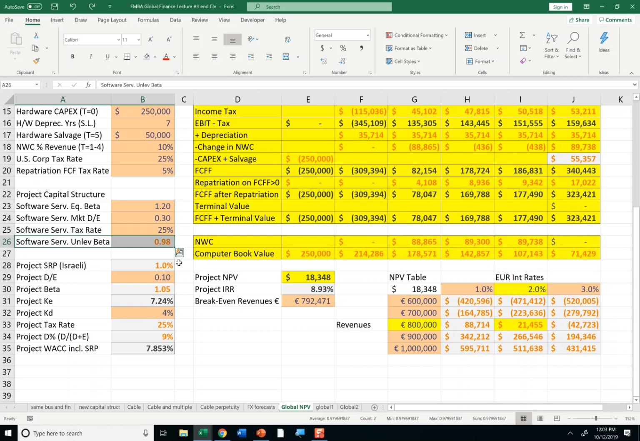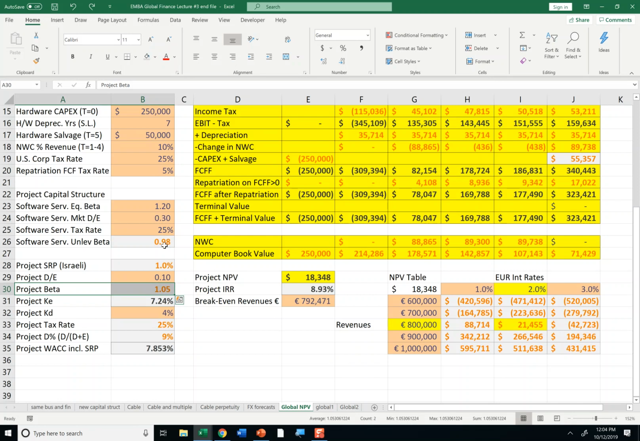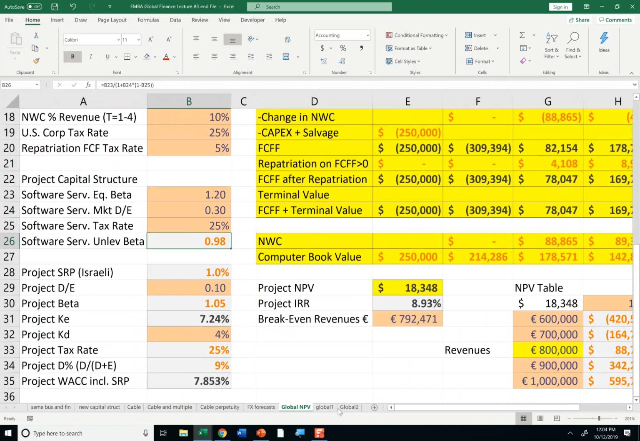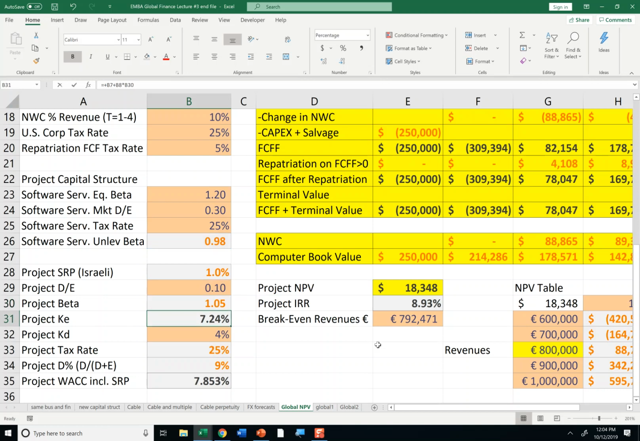Now this project's going to have a D/E ratio of 0.1. So what I do is I take that beta and re-lever it based on the project's D/E ratio. So Google's beta for this project, because they're going to use debt, isn't going to be 0.98. It's going to be 1.05, just because it has a little more debt. I then plug that into my CAPM formula: U.S. risk-free rate plus that beta times market risk premium. I'm given the cost of debt. I'm given the tax rate. I'm given the project's D/E ratio is 0.1.